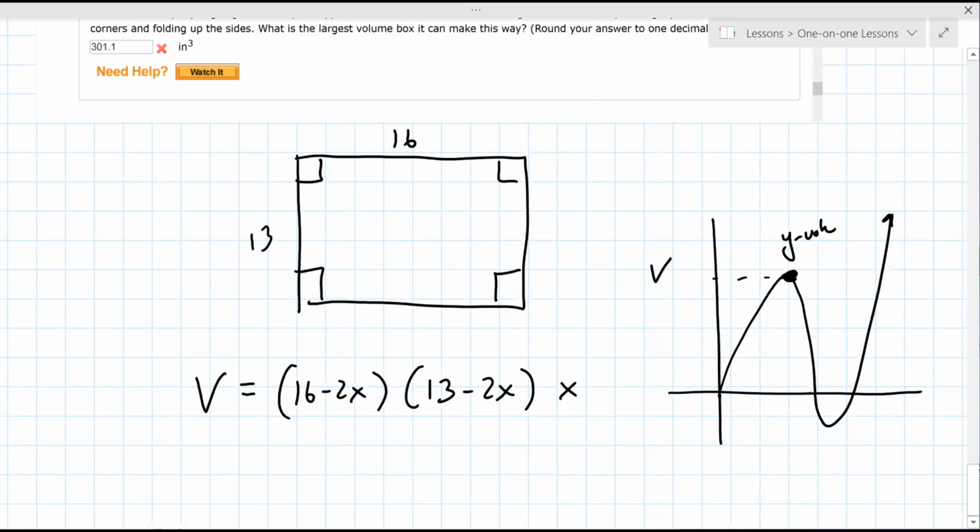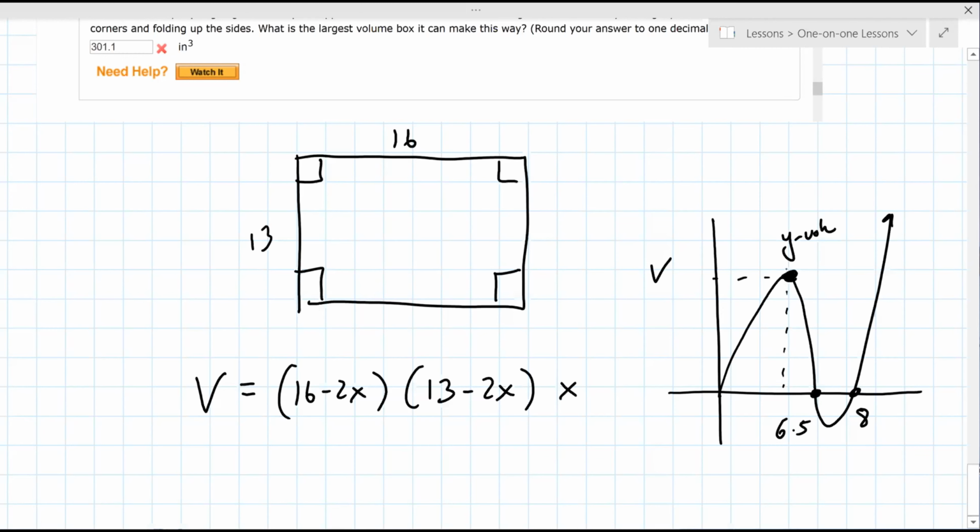The zero over here. Well, we know that it can't fold in on itself. So x, we know it's 6.5 is this one, and this one's 8. Okay. And then which one would you know to use? You're not using the zeros. You're using the y value here.